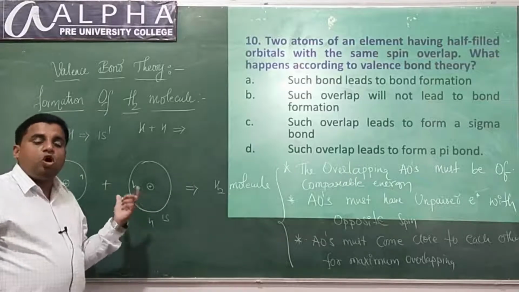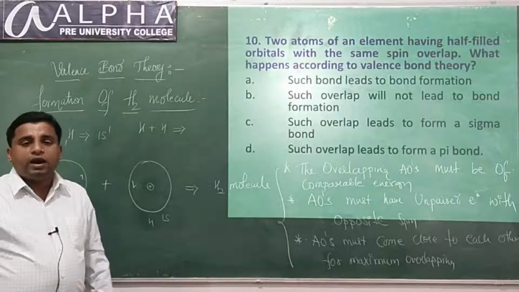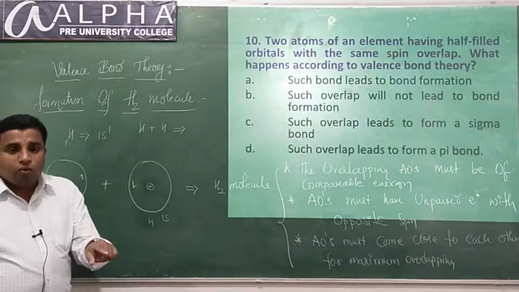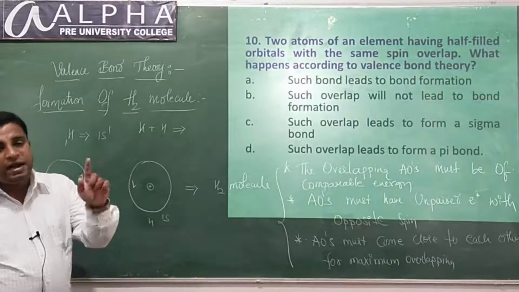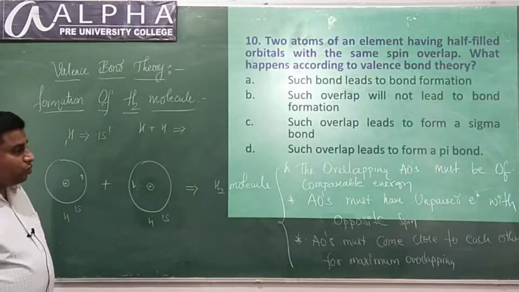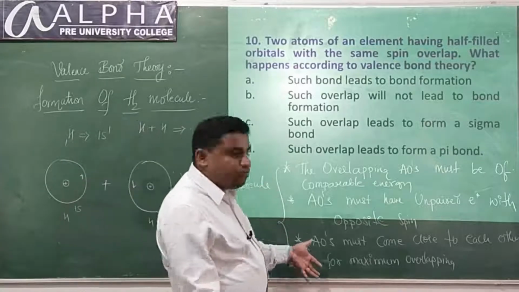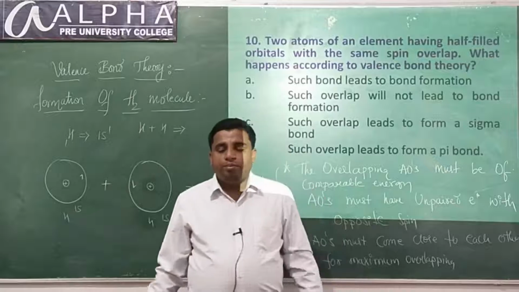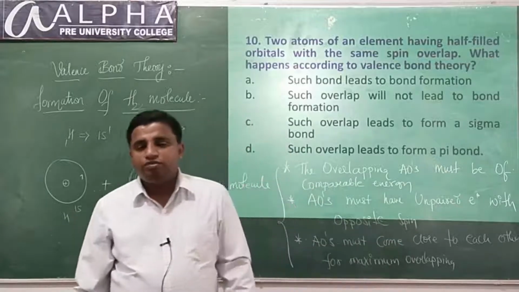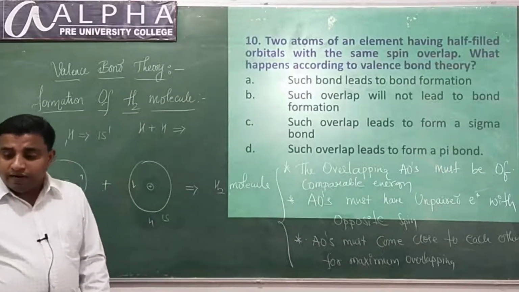Only when the two orbitals undergoing overlapping have the same energy can they overlap and form a covalent bond, and it results in the formation of a molecule. So only when these three conditions are fulfilled does overlapping take place and it results in the formation of a molecule. Now let us come back to the question.